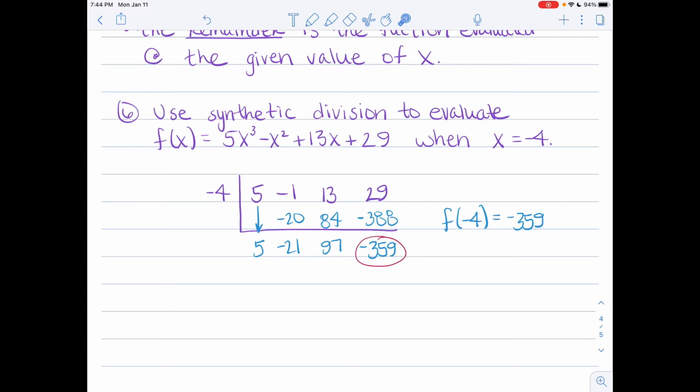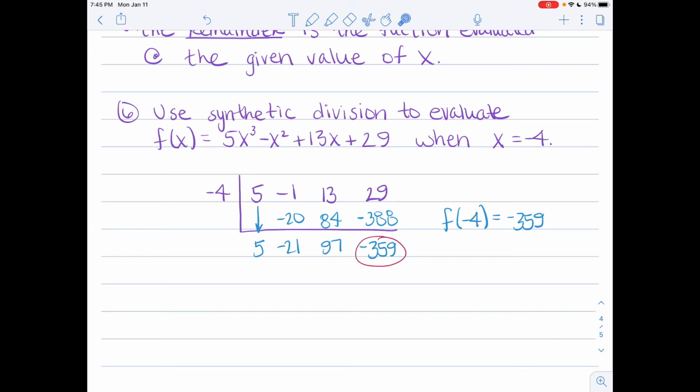Some of these numbers got pretty big, so you may have needed to reach for a calculator. We bring down the 5, and we take 5 and multiply by -4, report the -20 up and to the right. -1 plus -20 is -21, and now we multiply again. -21 times -4 is a positive 84. Adding down, we get 97, and we're going to take 97 and multiply by -4. That will give us a product of -388. We'll add 29 to it to get -359.